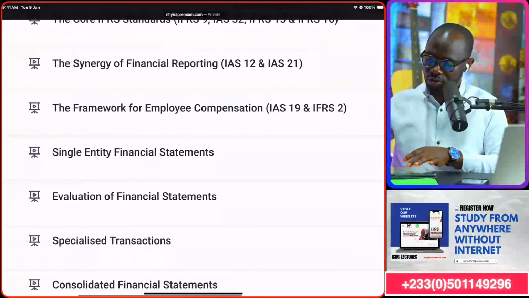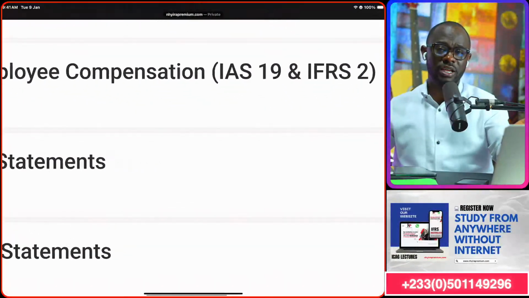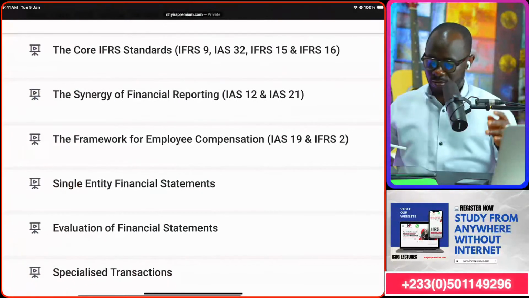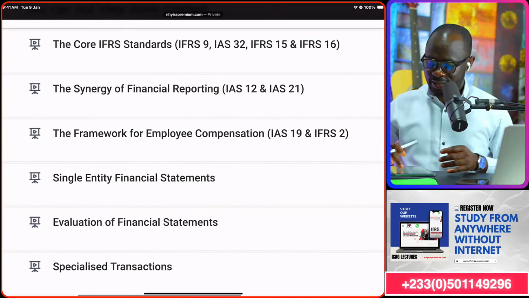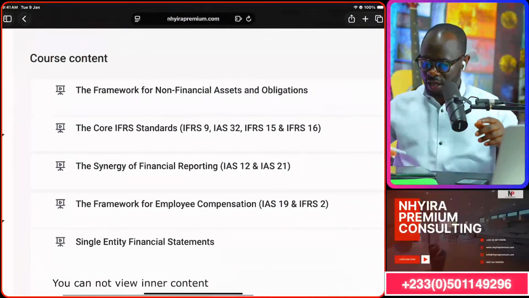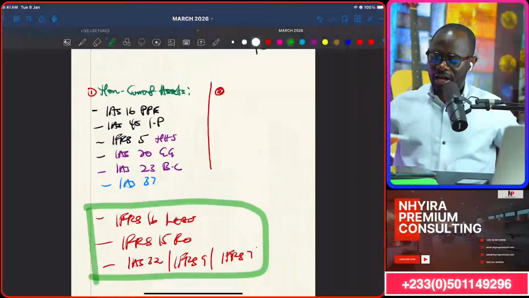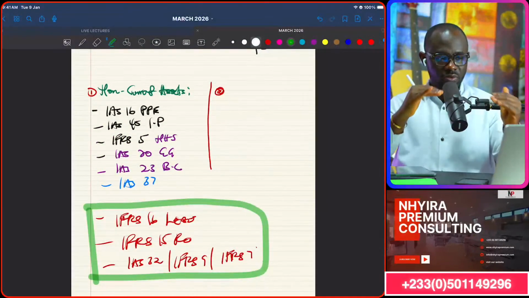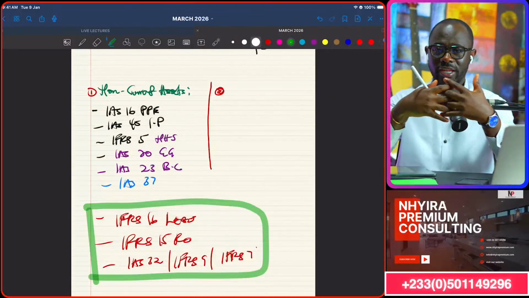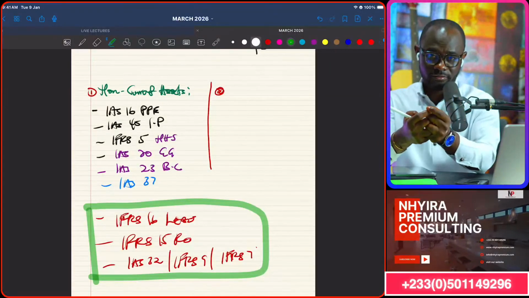Then you come to, now because I'm in financial reporting, corporate reporting student, you have the same ideas coming in. Single entity financial statement, we have videos there. Evaluation of financial statement, we have videos there. So don't look at the accounting standards as individual standards on their own. Look at them in the way they are connected with each other.